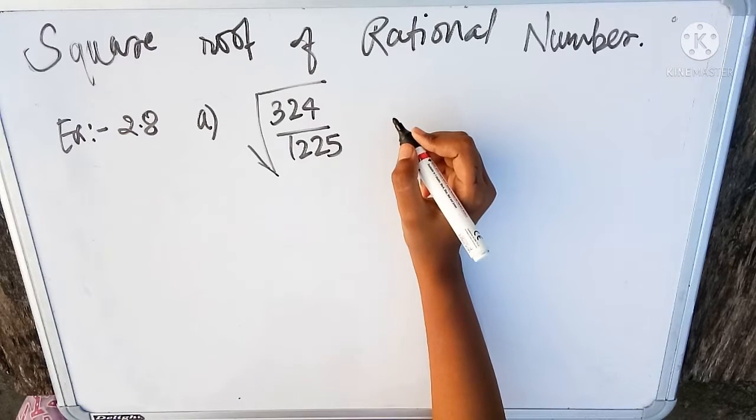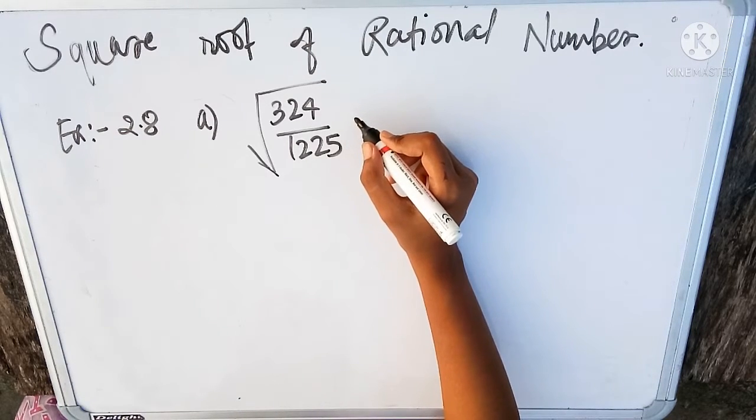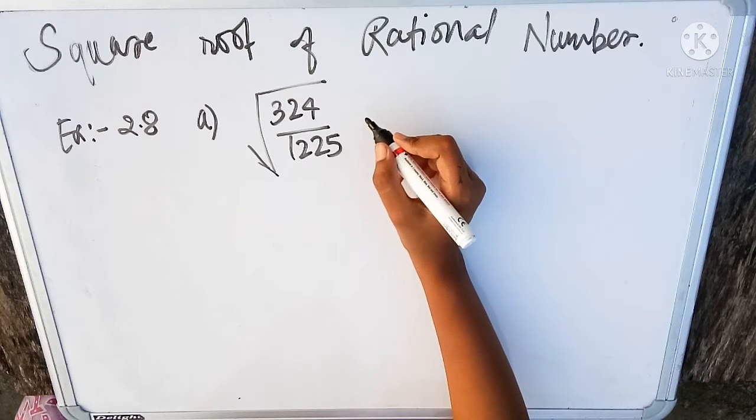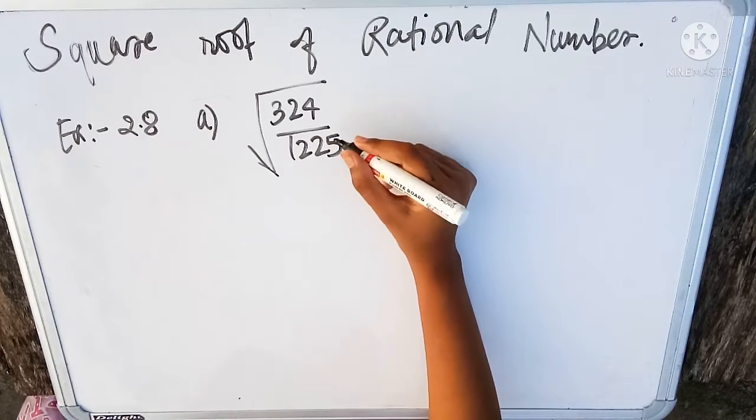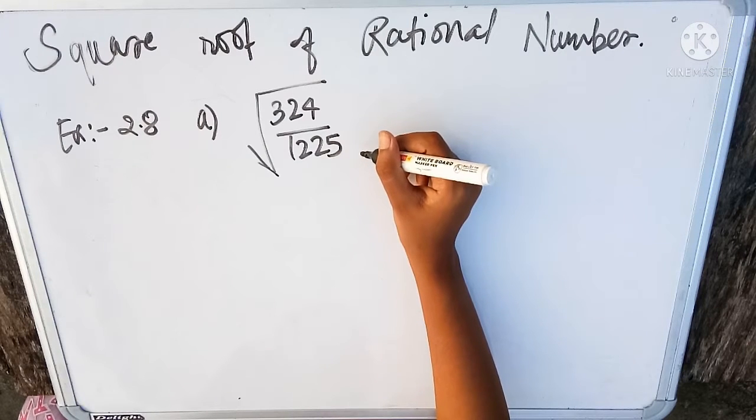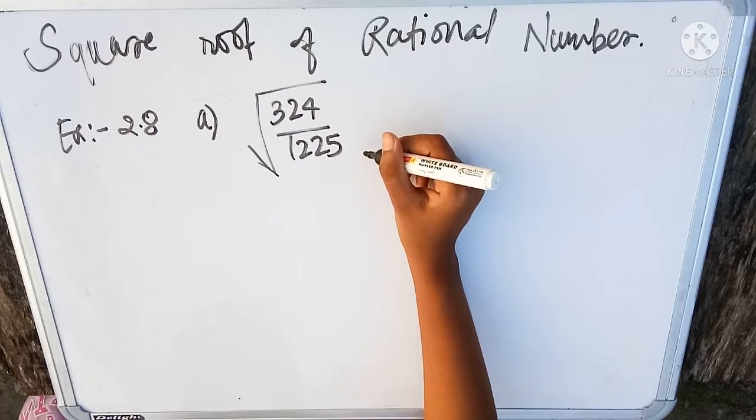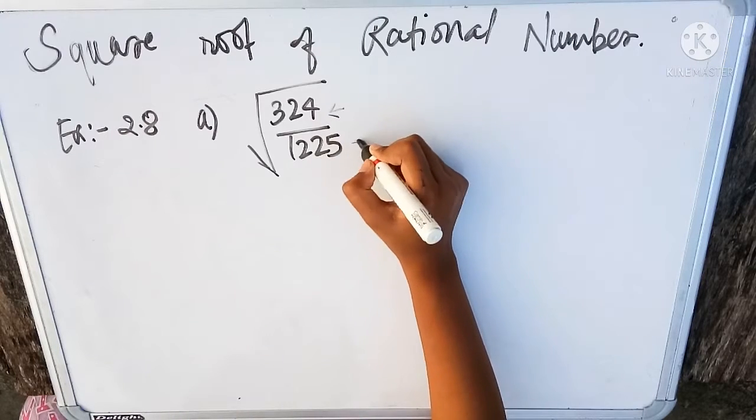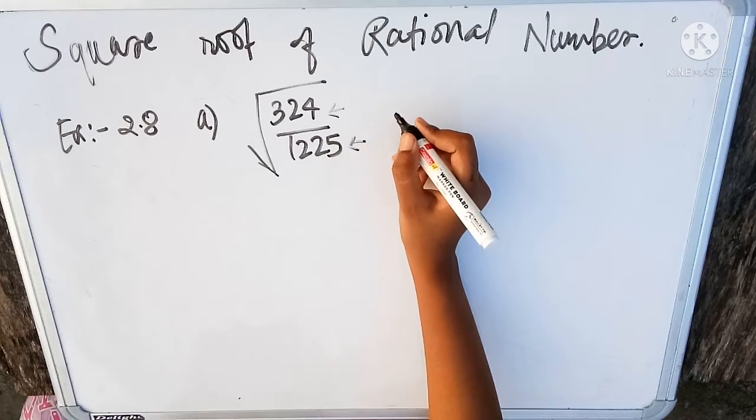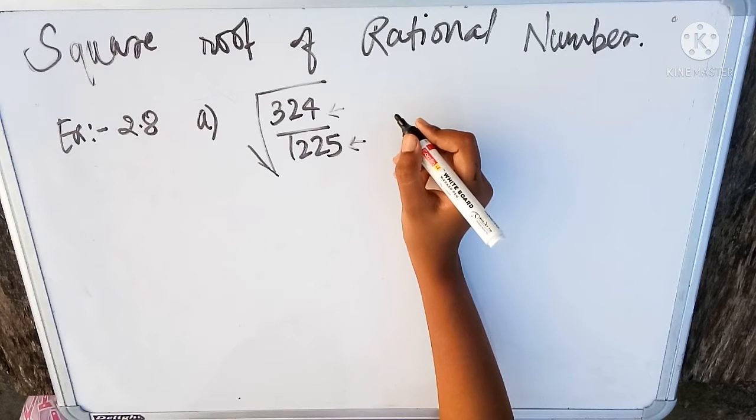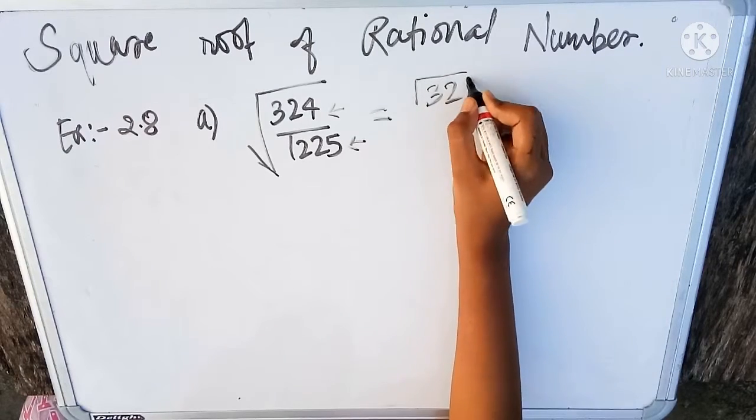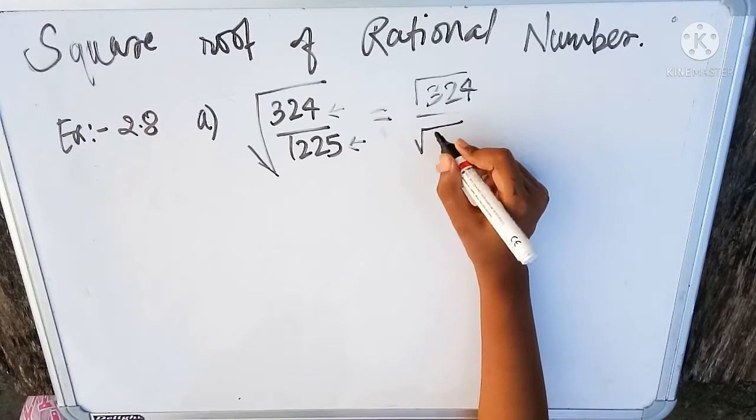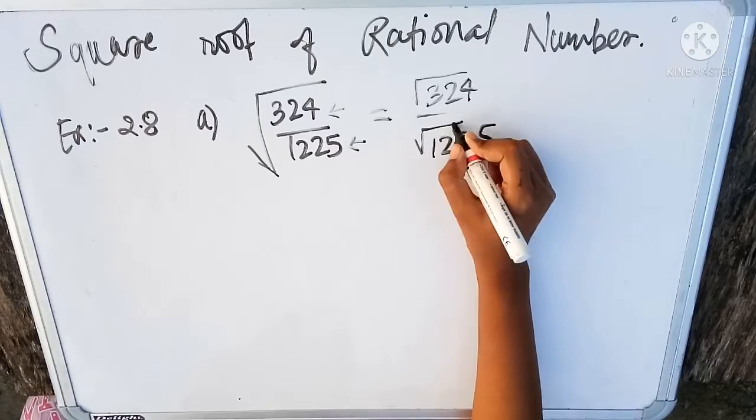One method is to convert this rational number into decimal form and then find the square root of that decimal number. But if we have such a big number, finding its decimal is a little bit difficult. So how can we find it without converting? Here we have all perfect square numbers. We have already seen the division property of square root, which says that we can split this into numerator and denominator, that is square root of 324 and square root of 1225.